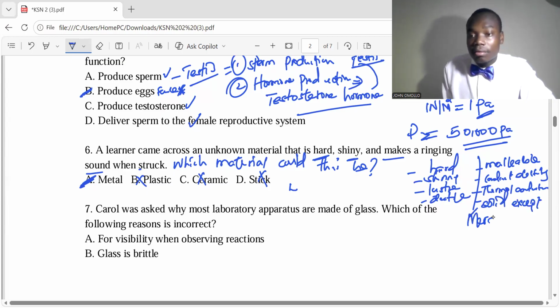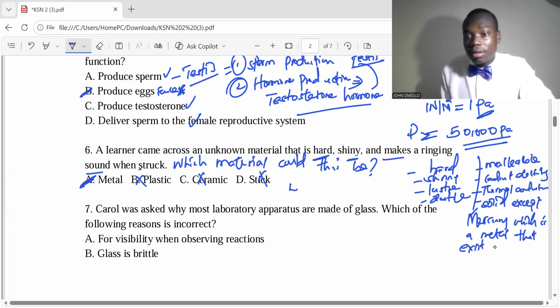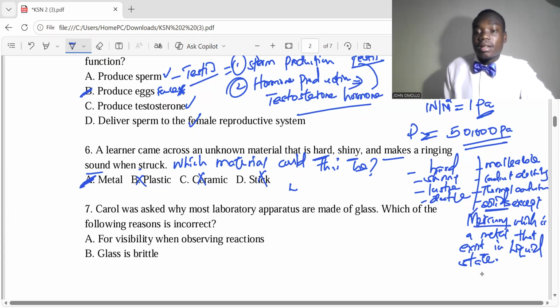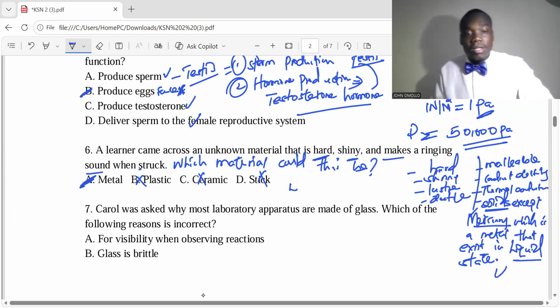Mercury, which is a metal that exists in a liquid state. So all metals are solids except mercury, which is a metal that exists in a liquid state. Mark this point clearly because it is also examined.